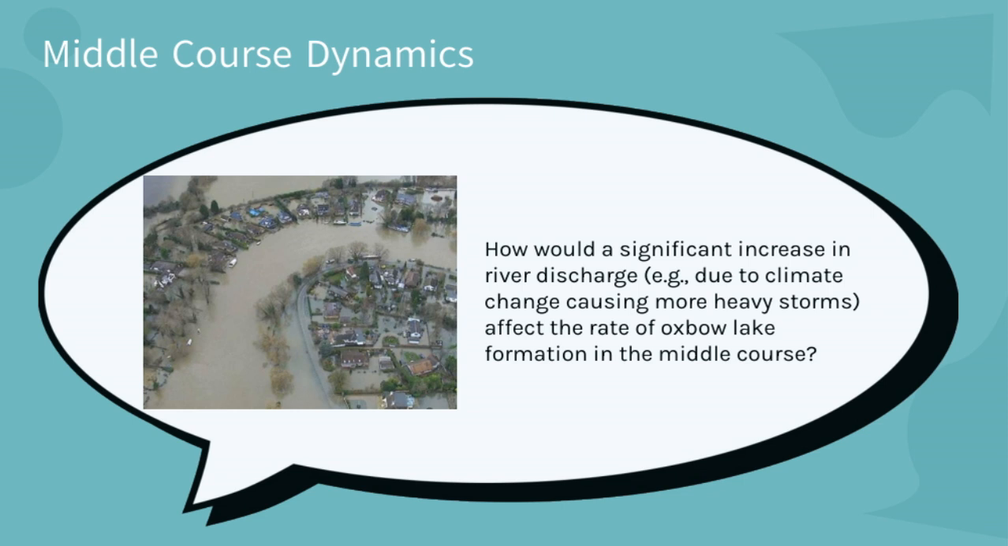Discharge is the amount of water flowing in a river. If discharge increases, the river usually has more energy. With more energy, the river can erode more quickly. This means the outer bends of meanders may be eroded faster. If outer bends erode faster, the neck of the meander may narrow more quickly.